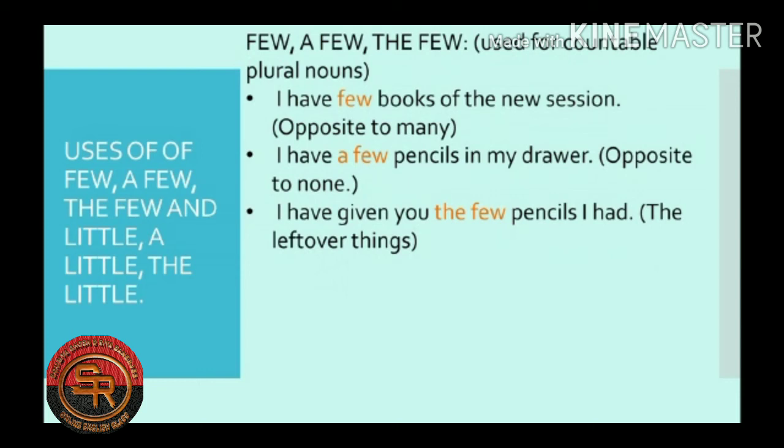Next, I have given you the few pencils I had. Now that's very easy to remember. The few means the things you have, the leftover things you have. Okay, after giving to anyone, you have 5 pencils, so that is your part that you have given to another. Then you should use the few pencils you have given to another. Okay.